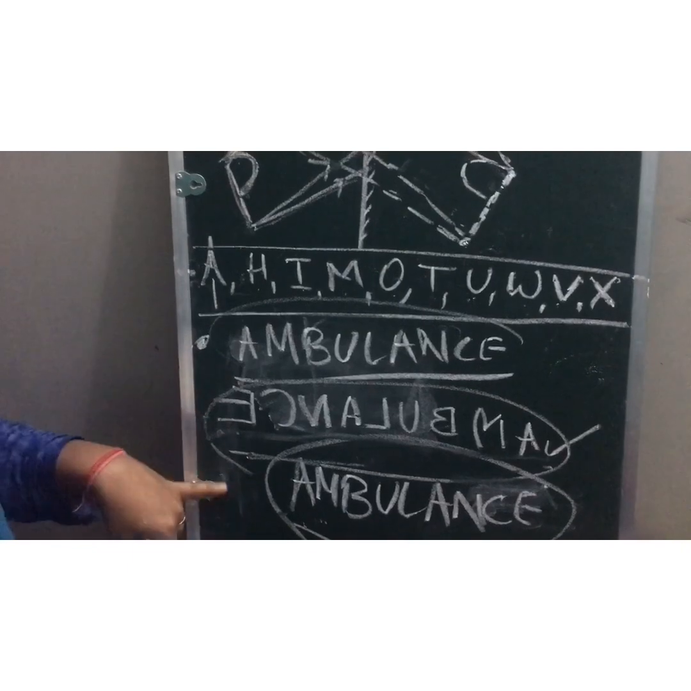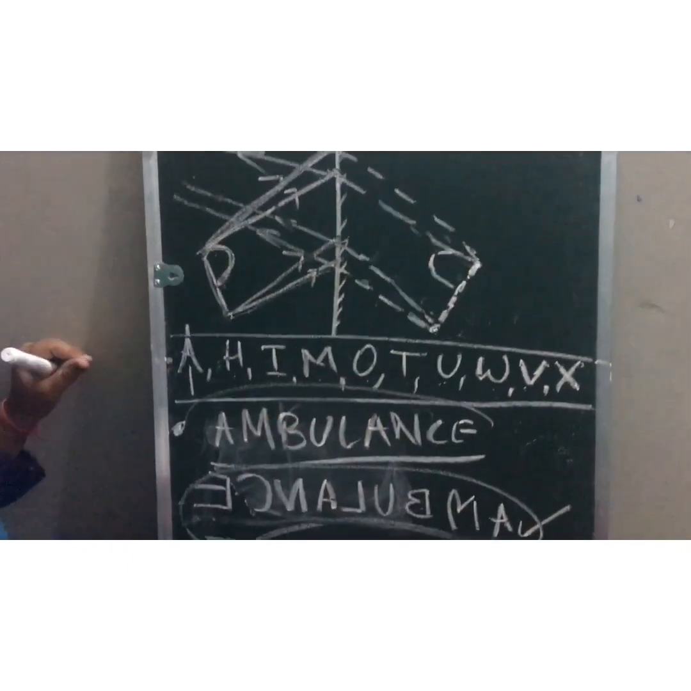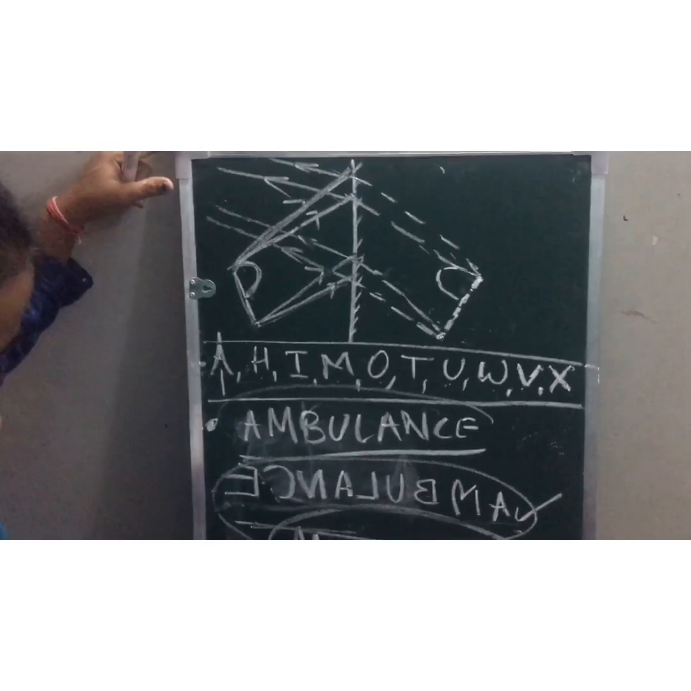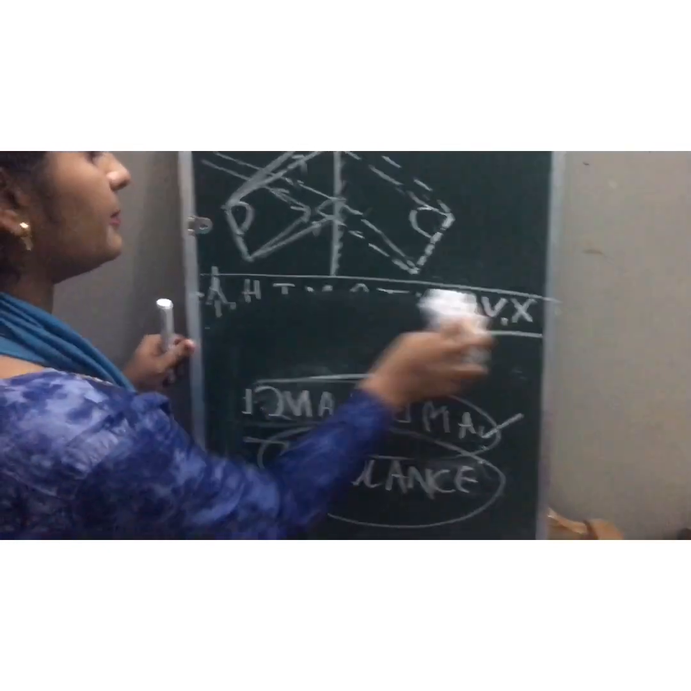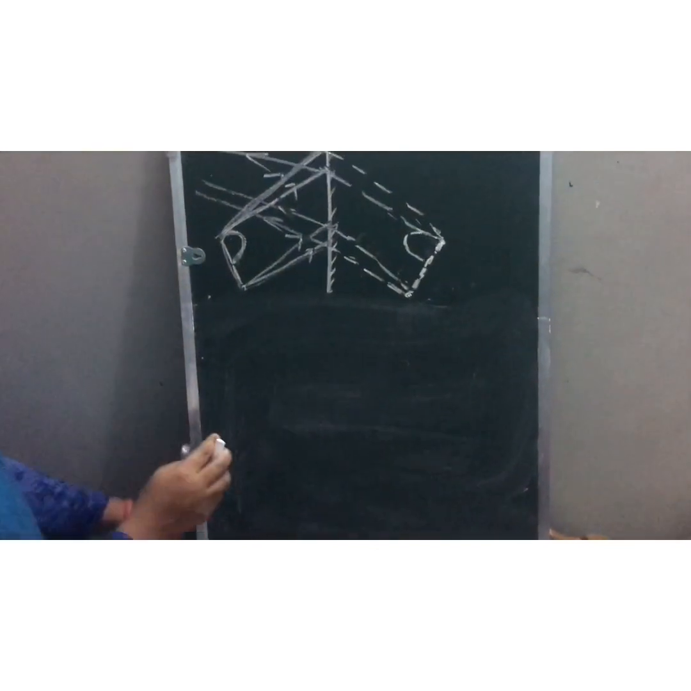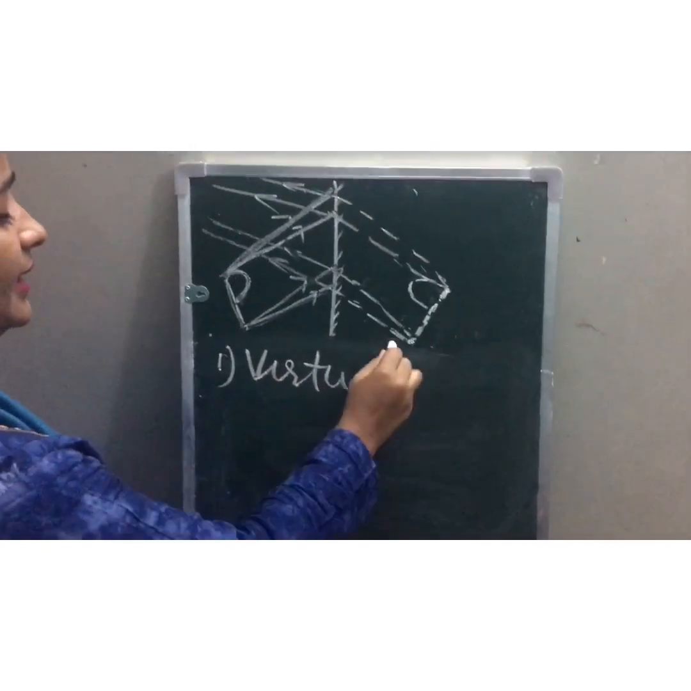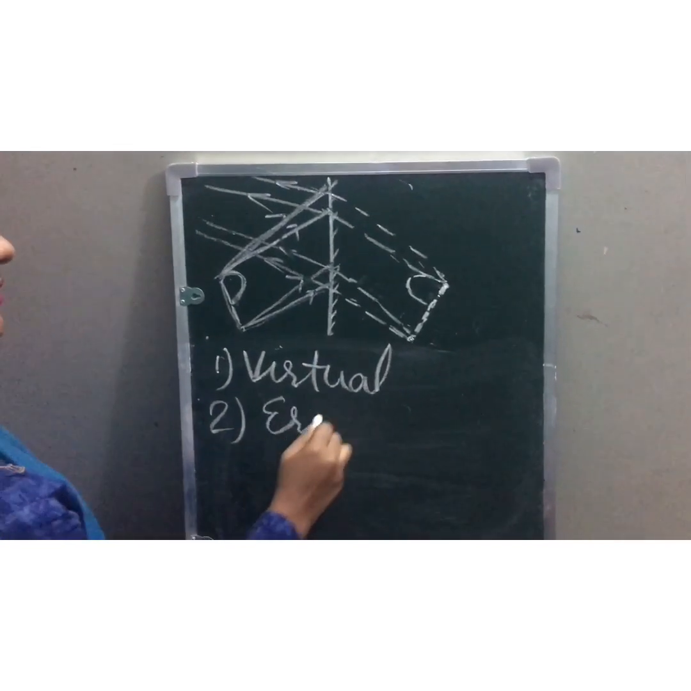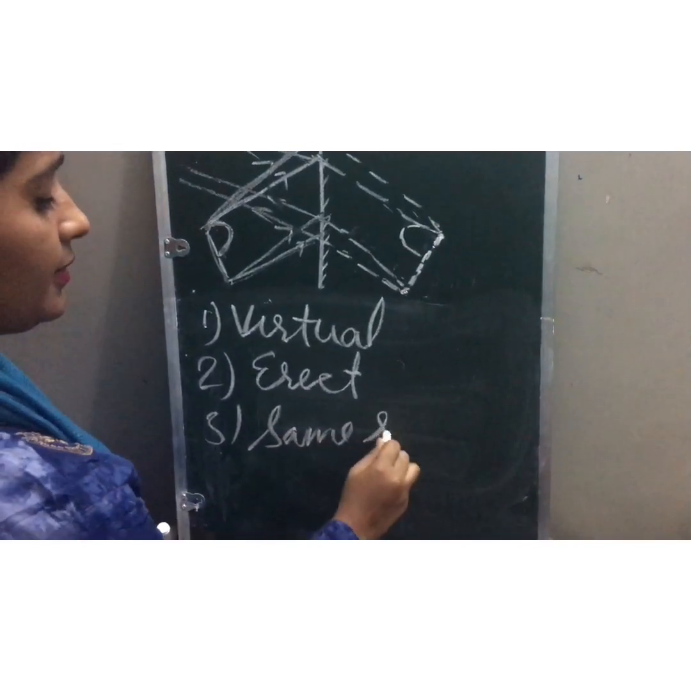Okay, class. Now I have already explained to you the characteristics of the image formed by a plane mirror. Again I am going to write all those points. One by one I will list all the properties, all the characteristics. First, it is virtual. Second, it is erect. Third, it is the same size.